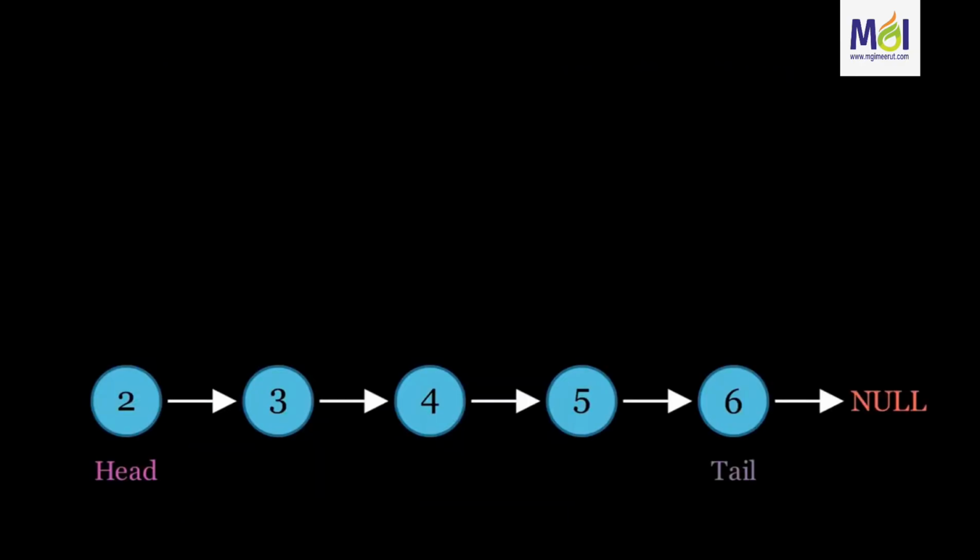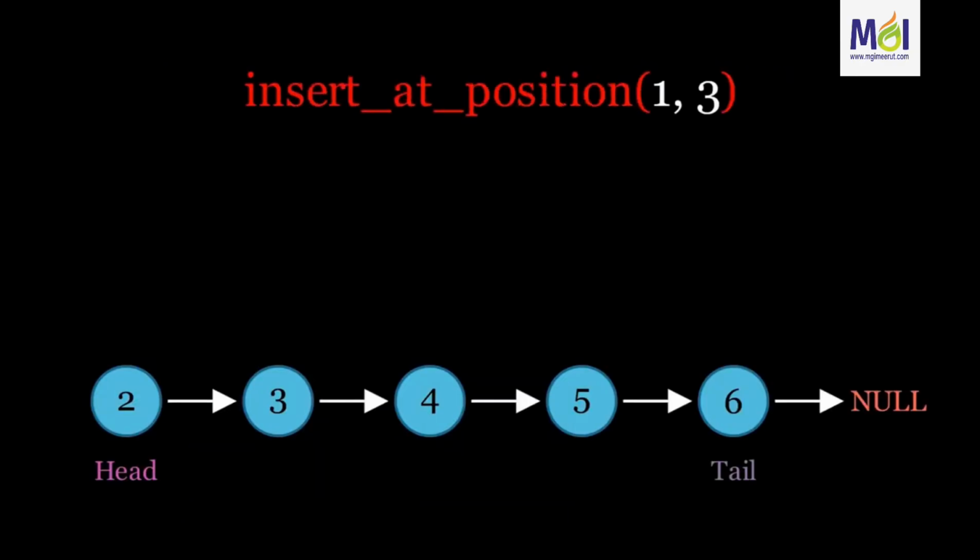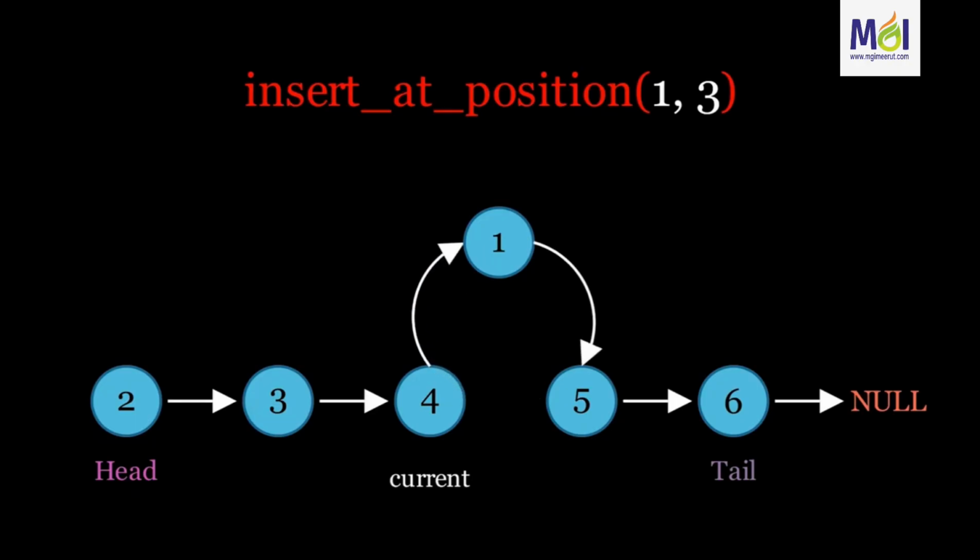Let's say you want to insert data at the third index. First, the algorithm will create a new node using the new data. Then, it will create a current variable starting at the head, and traverse until it reaches the node just before the target index. The algorithm will then adjust the pointers accordingly to insert the new node at the specified position. This operation takes linear time because the algorithm needs to traverse the list to reach the target index.